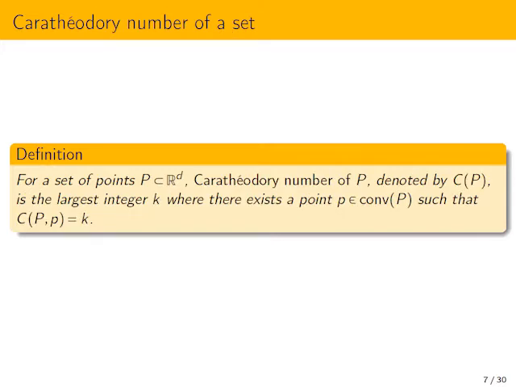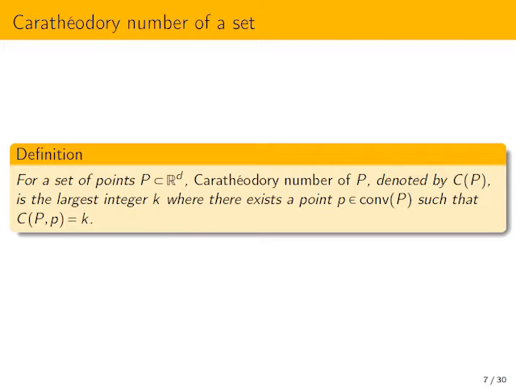This is related to the well-known concept of the Carathéodory number of a set. The Carathéodory number of a set has been studied for more than 90 years in more general settings. Here we define the Carathéodory number of a set using the Carathéodory number of a point. Carathéodory number of a set P is the maximum of Carathéodory number of points in the convex hull of the set P. We will see one of the results related to Carathéodory number of a set in the following slides.